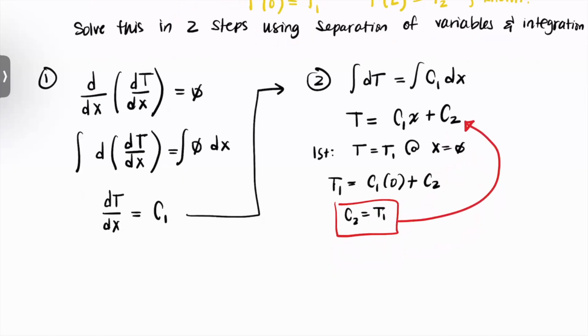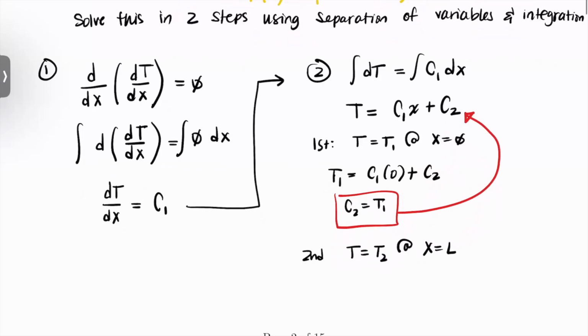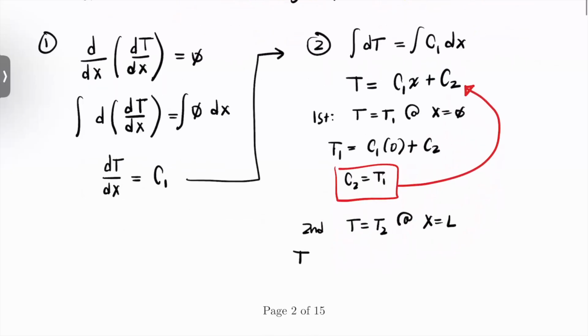All right, and then I'm going to apply my second boundary condition, which is T is equal to T2 at x equals L. So I have T2 is equal to C1 times L, substituting in L, plus C2, which we already found was T1. So I'm just going to solve this for C1 now. So I have C1 is equal to (T2 minus T1) divided by L.